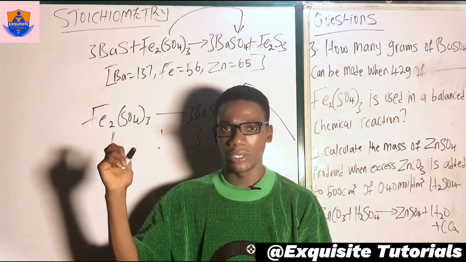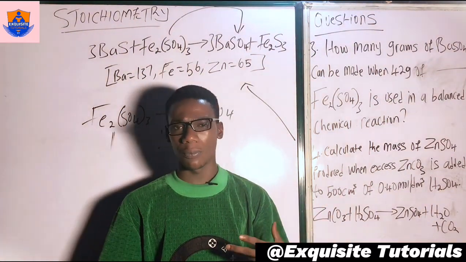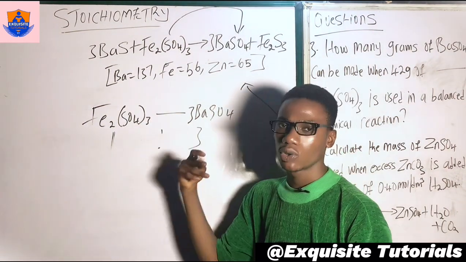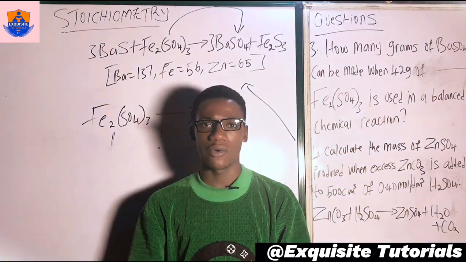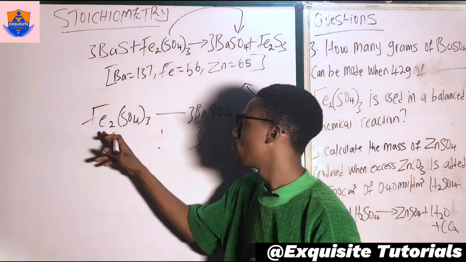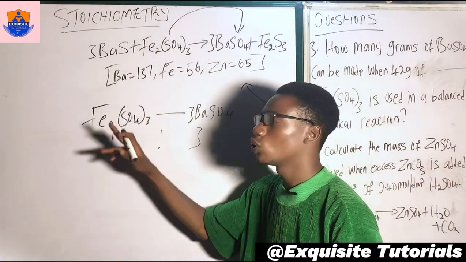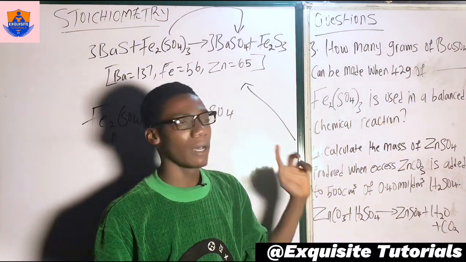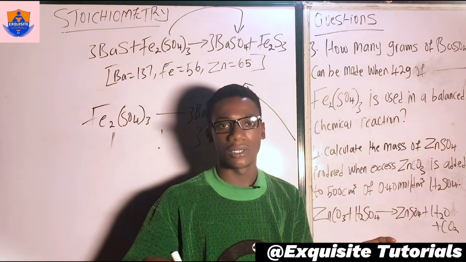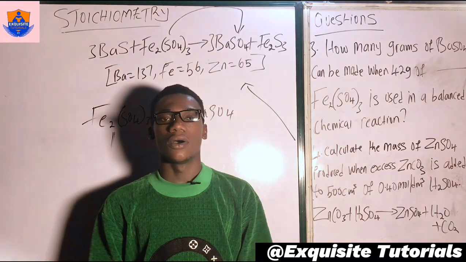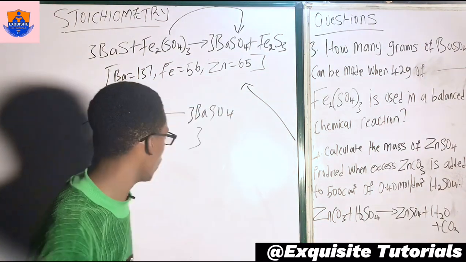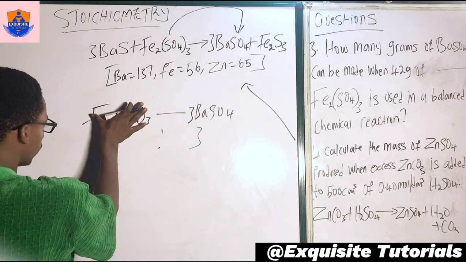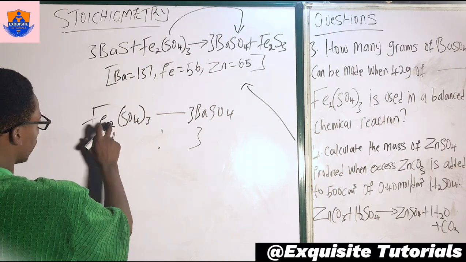The first question we did was a mole to mole problem, so we had to use the mole of each compound to solve. But now they are asking us for the mass, so we have to find the molar mass of this whole compound in order to get the mass of the one required and the one needed. So now we have 1 mole of this compound. Let's find the relative molecular mass of this compound.